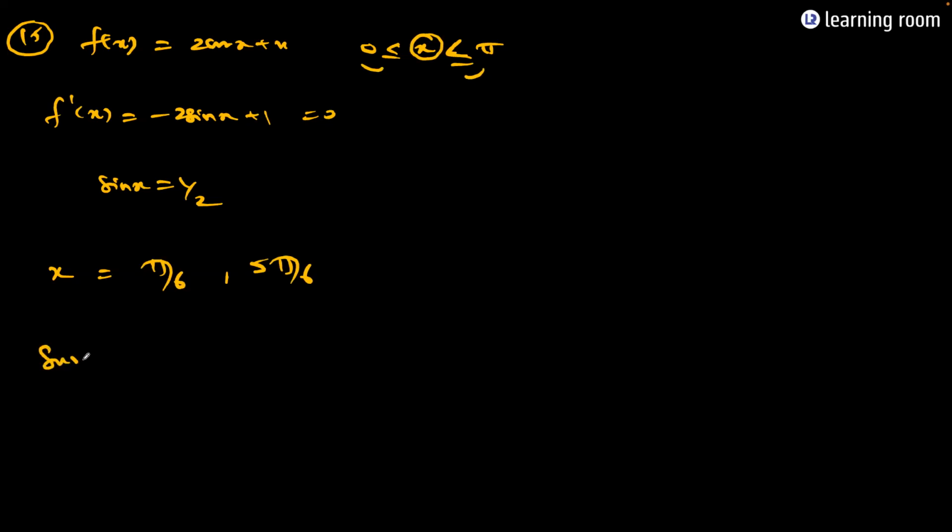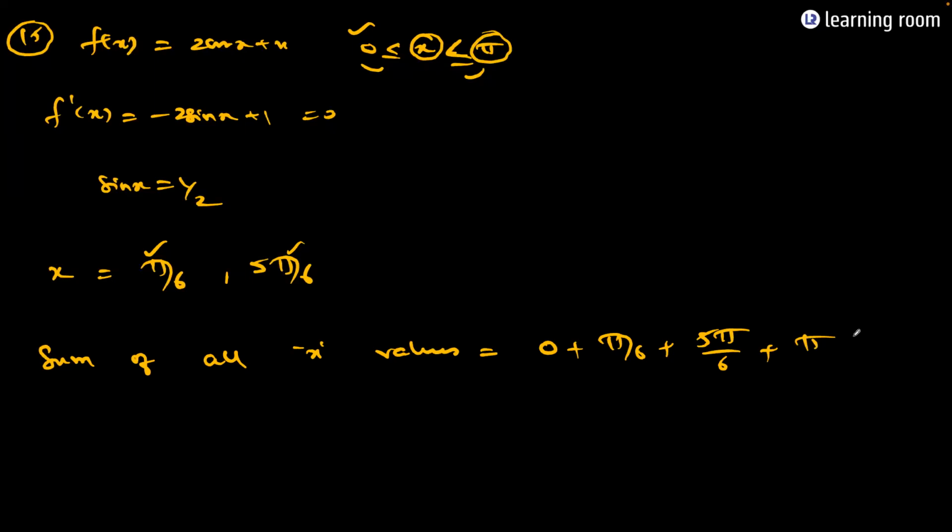So what will be the sum of all x values? It will be 0 plus pi by 6 plus 5 pi by 6 plus pi. Had they given it as strictly greater than 0 and strictly less than pi, then you should not take the extreme values. You should take only the pi by 6 and 5 pi by 6. Are you able to understand? So when you add everything, you will get pi plus pi.